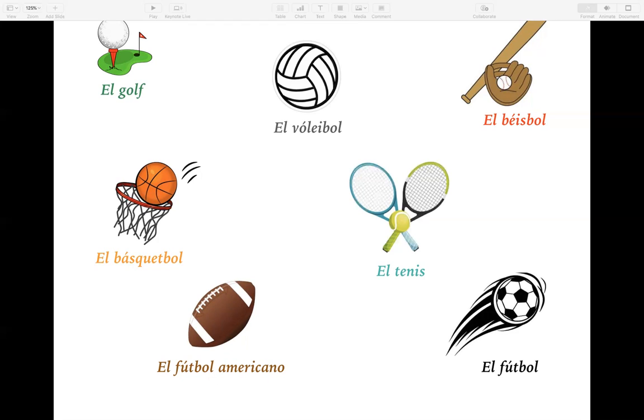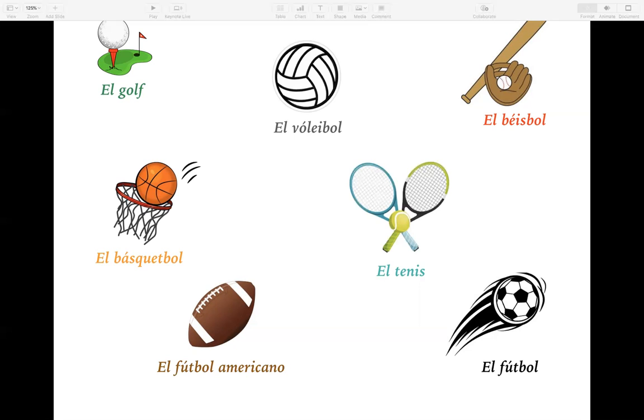which is soccer. So most of these, I would suggest practicing the pronunciation. You can go through this first part of the video as many times as you need to. And second, the spelling. There's a couple of them that have accents, and even though they may sound like English, they're spelled differently. So after you've got the sports down, it's time to create some Spanish sentences.